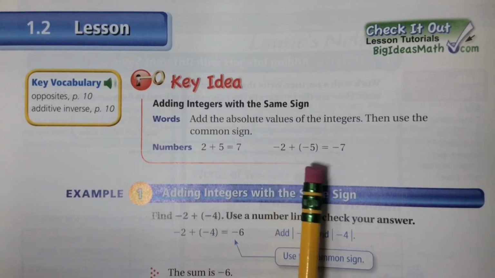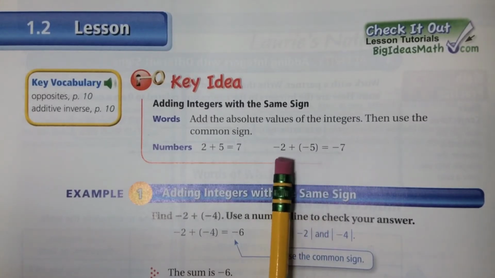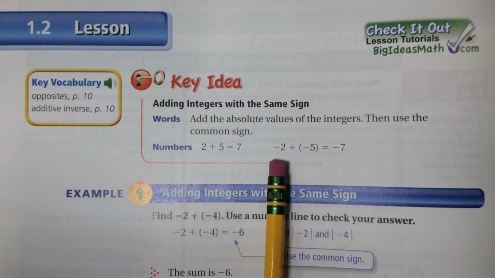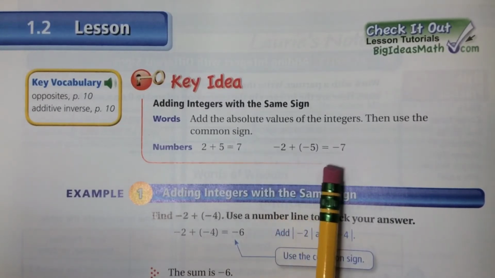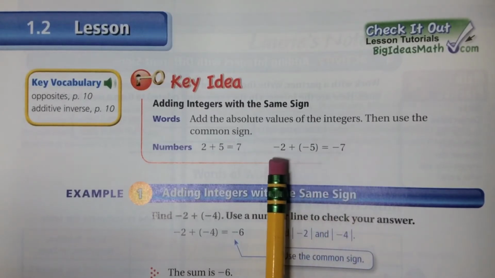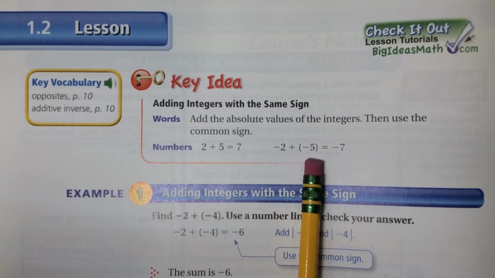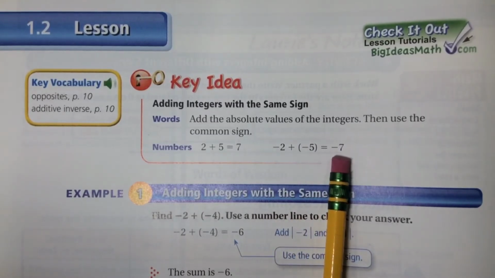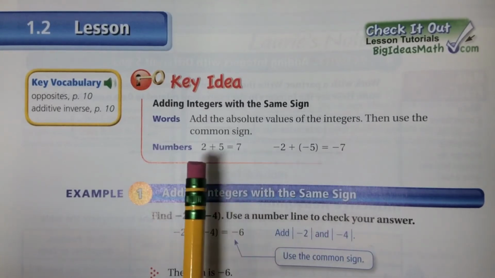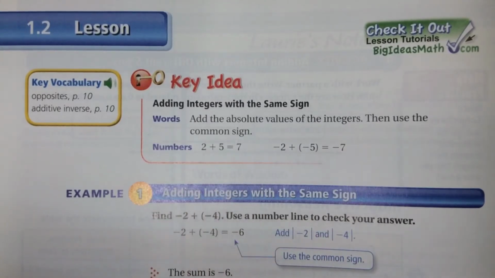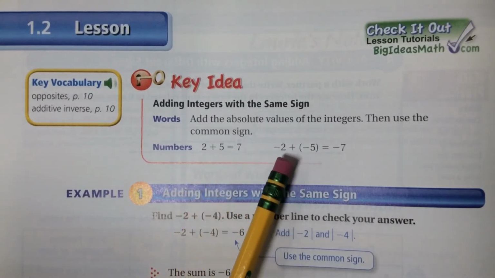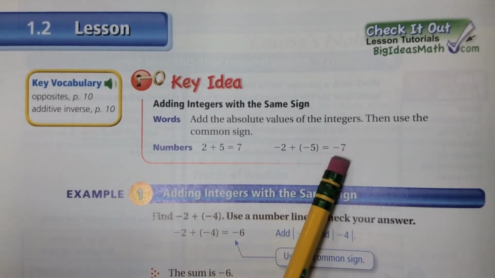We have -2 and -5. So we look at their absolute values, or look at the number parts, 2 and 5. We add those together and we get 7. But then we have to keep the common sign, a negative. Here's a negative, so we keep the common sign, which is negative. We make it -7. Well, another way to say this is when it's the same sign, add and keep. Add the number parts, keep the sign.